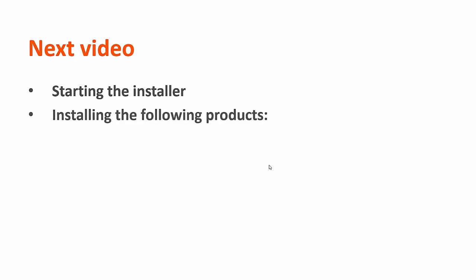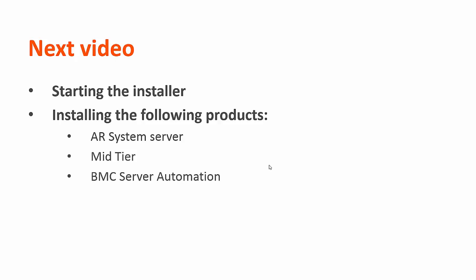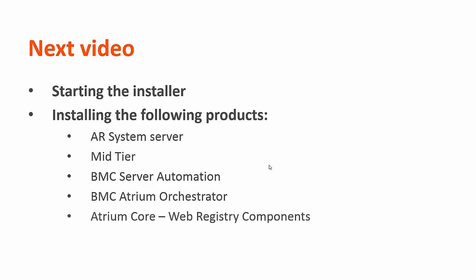In the next video, we're going to show you how to start the installer from the command line. And then we're going to install the following products in the control tier: the AR system server, the mid-tier, BMC Server Automation, BMC Atrium Orchestrator, and Atrium Core Web Registry components.